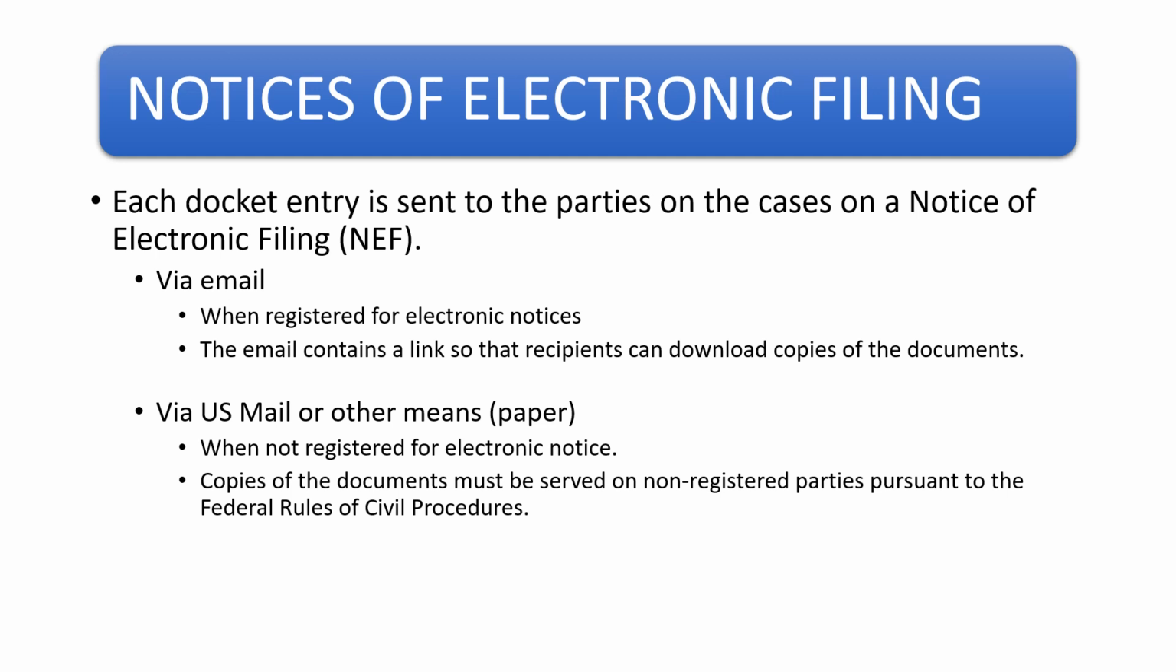Once you've successfully filed your electronic document, you'll receive what's called a notice of electronic filing. Each docket entry is sent to the parties on the case on a notice of electronic filing, also known as an NEF. Via email, when registered for electronic notices, the email contains a link so that recipients can download copies of the documents. Via U.S. mail or other means, meaning paper, when not registered for electronic notice, copies of the documents must be served on non-registered parties pursuant to the Federal Rules of Civil Procedure.